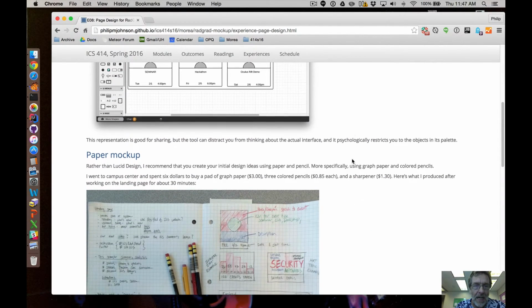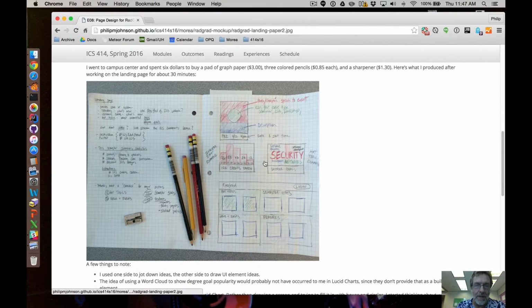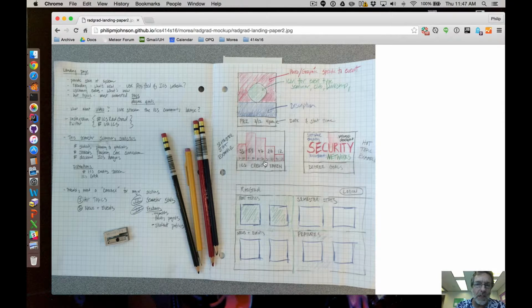But I'll tell you something, I have found that using paper and pencil is just much better, much easier, much faster, much more productive. And so what I would recommend, what I did is I went to the campus center and I bought some graph paper and some colored pencils and a sharpener. Cost me $6. You really don't have to do that. You could use regular paper, although graph paper makes it easier to draw squares and straight lines and stuff.